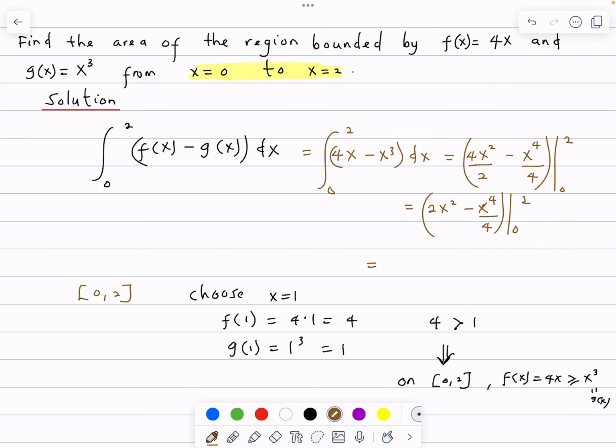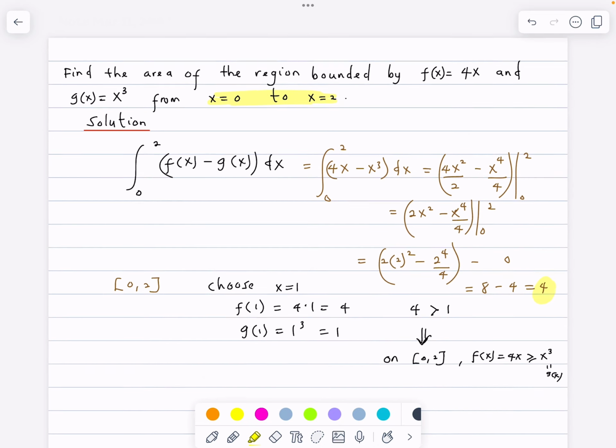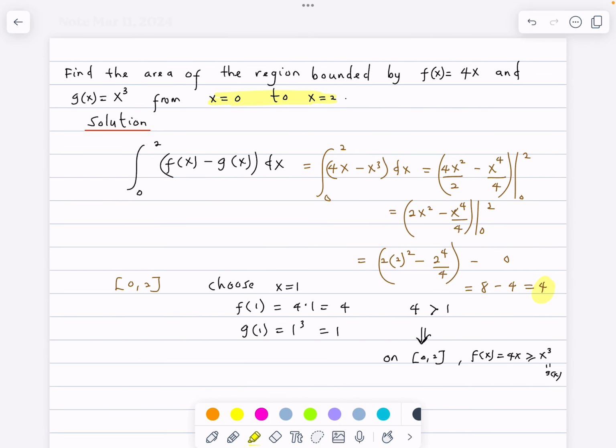If I plug in 2 into all that, I have 2 times 2 squared minus 2 to the power of 4 divided by 4, minus what you get when you plug in 0, which is 0. If you simplify all this, it is just 8 minus 4, which is 4. So your area is actually 4. And that's the solution to this problem. I hope this helps. Thank you.